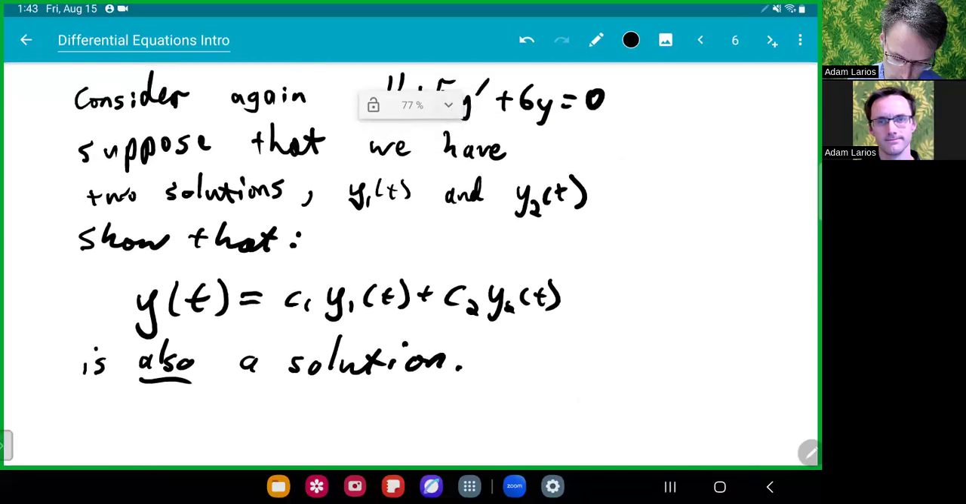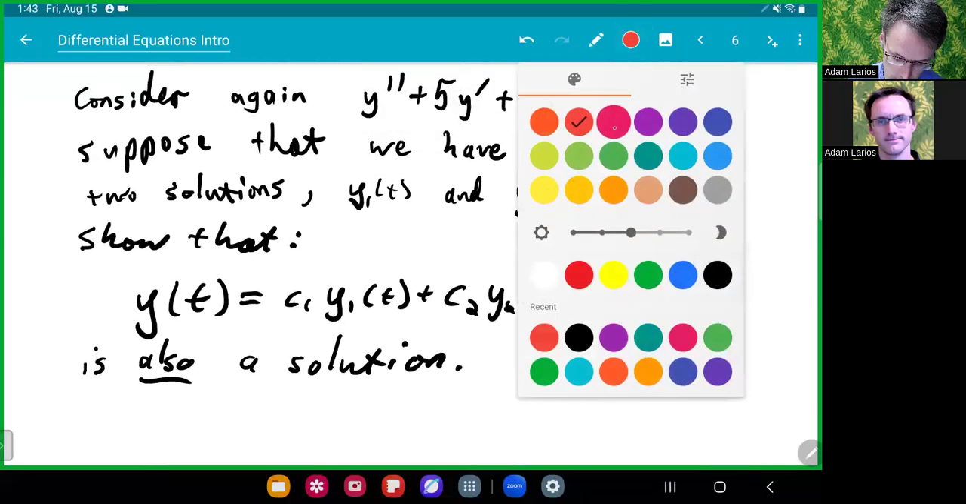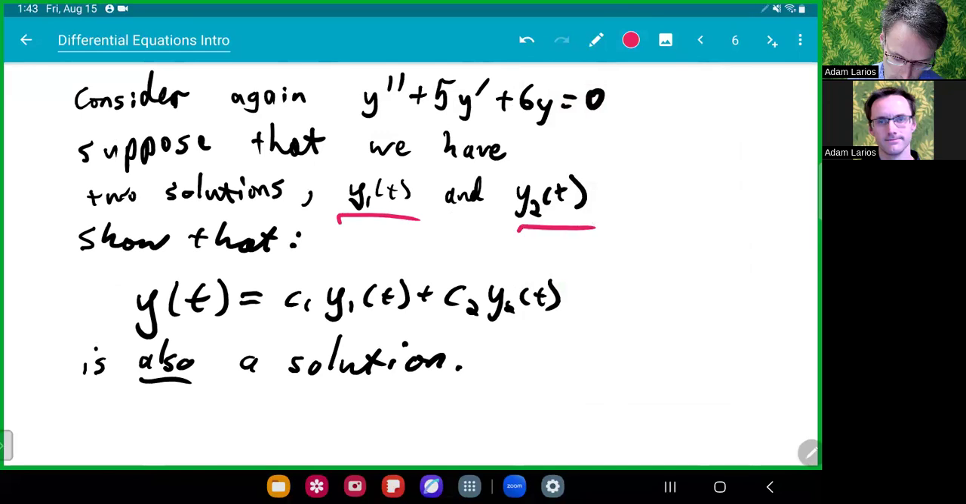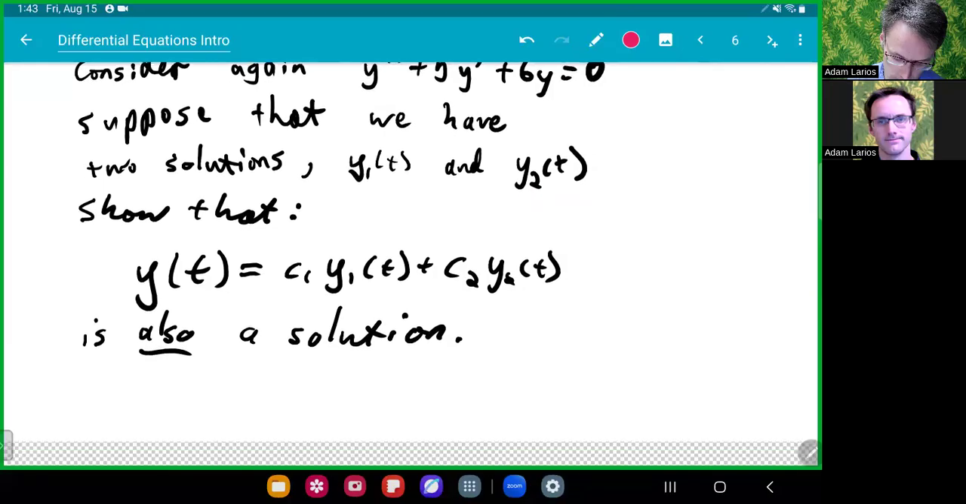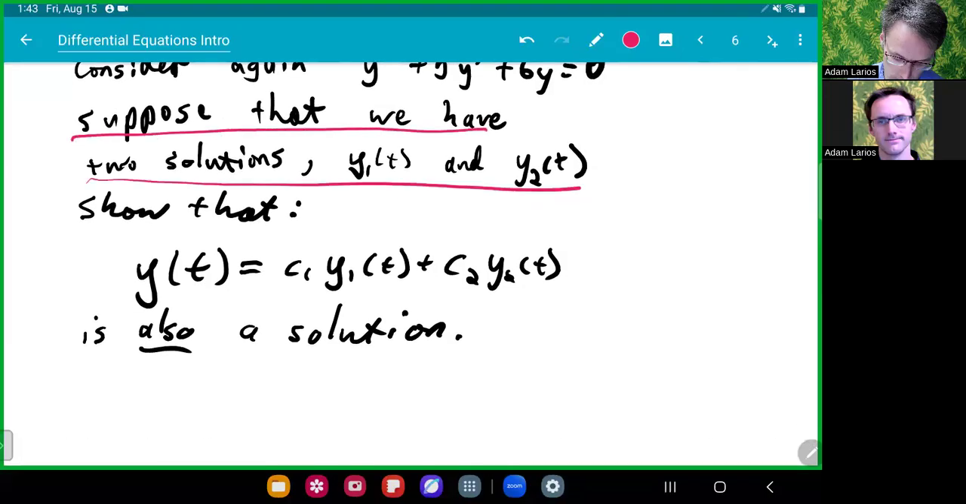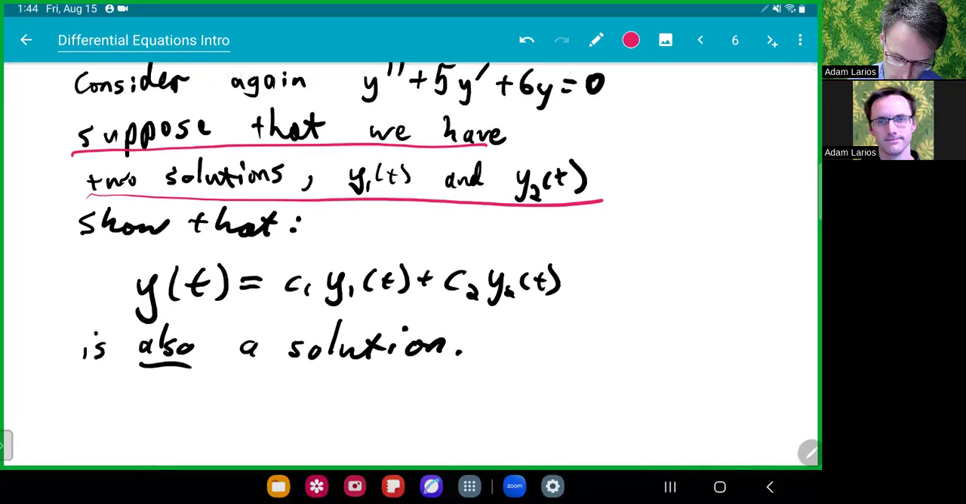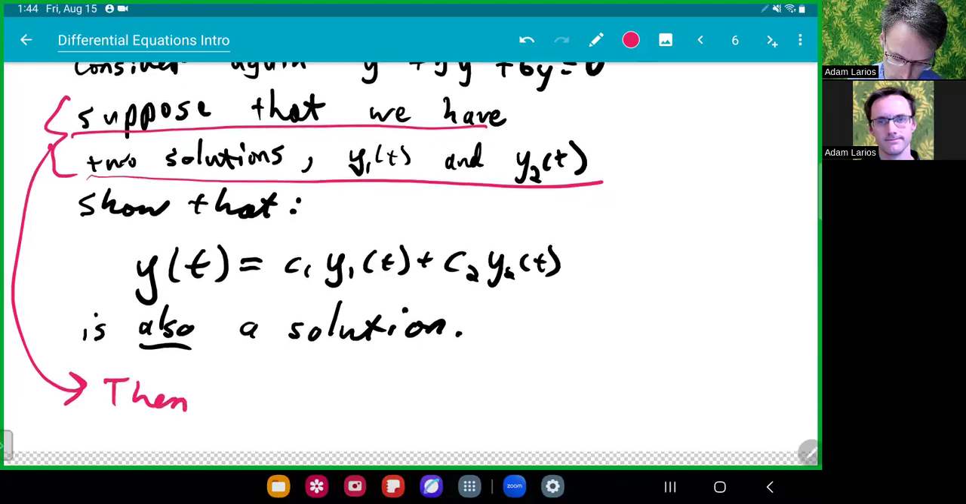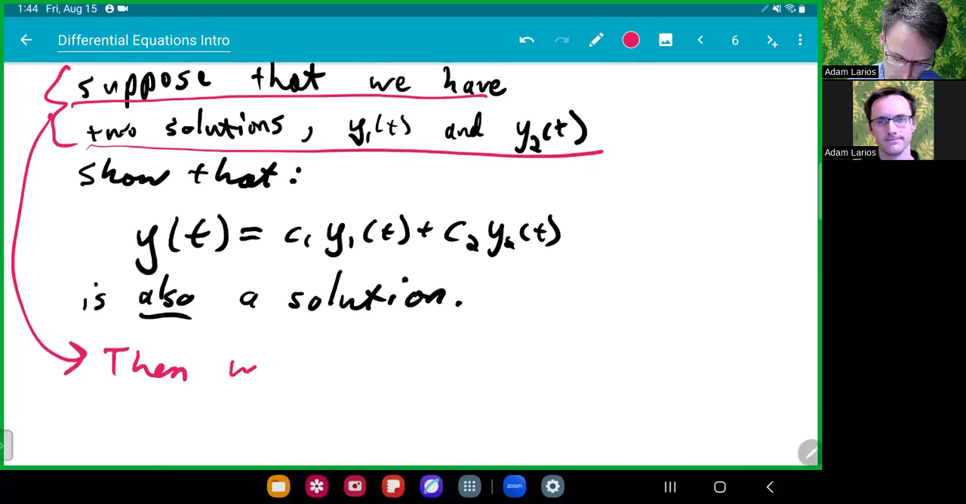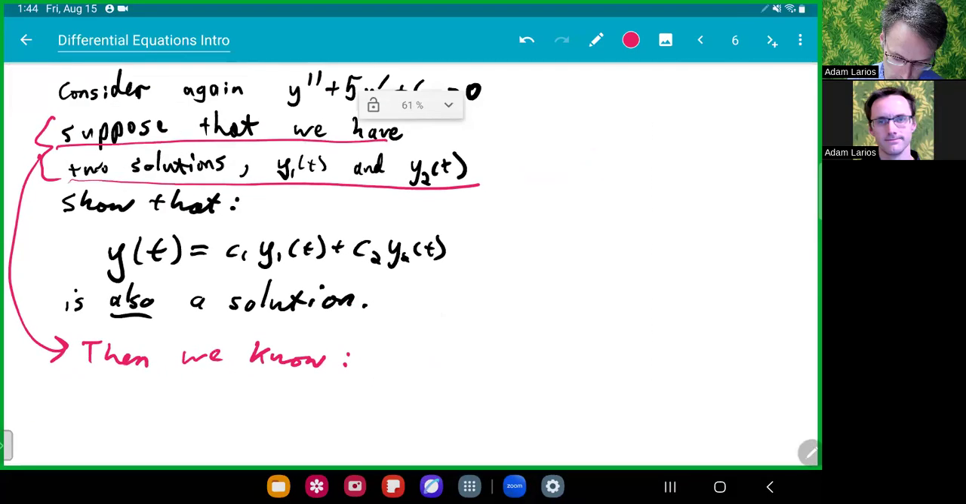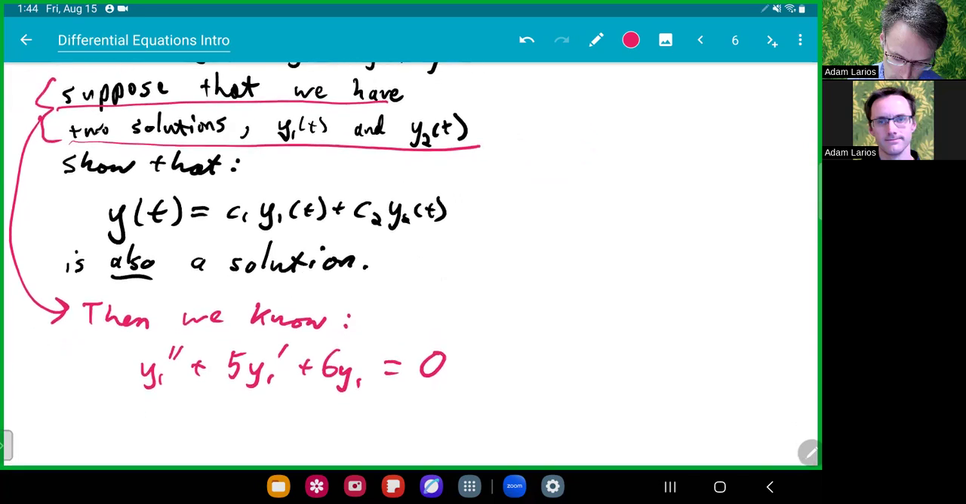So let's do this. First of all, we're given some information here. Let's unpack the problem. y1 and y2, they're not just any functions. They solve this equation. Well, what does that mean? So suppose we have two solutions, that is two solutions to that equation. What that means is that, maybe I'll write in red because it's not part of the problem, we know, since they're solutions to the equation, that y1 double prime plus 5y1 prime plus 6y1 is equal to 0.